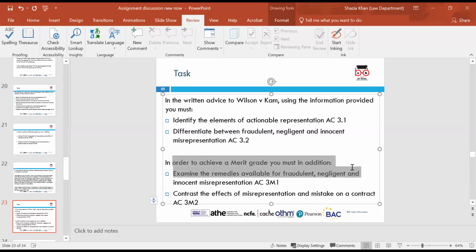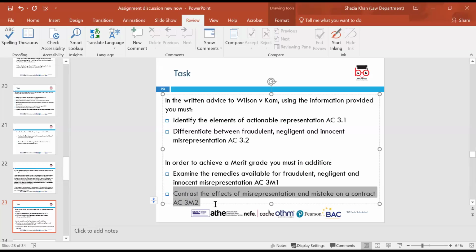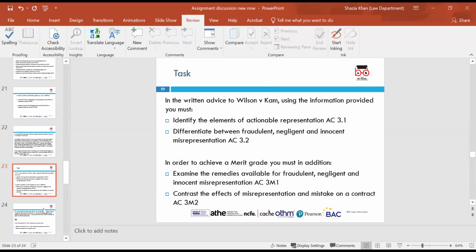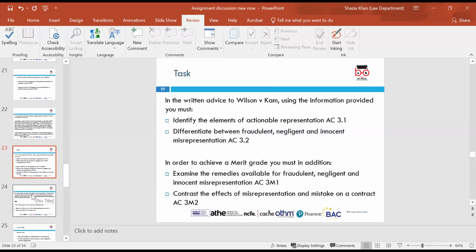In order to achieve a merit, you must examine the remedies available for fraudulent, negligent, and innocent misrepresentation, which is 3M1, and then also to contrast the effects of misrepresentation and mistake on a contract, which is AC 3M2, to compare this with contract's validity. Okay, do you understand that?